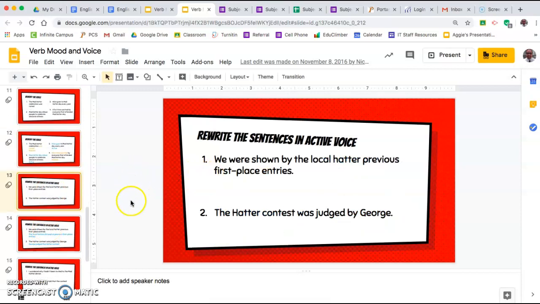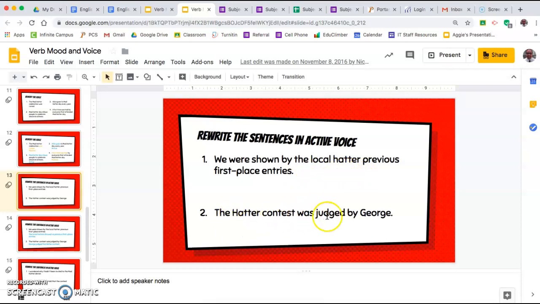So we could also practice rewriting these sentences. We were shown by the local Hatter previous first place entries. So since it says we were shown, that is something that was done again. So we'd need to rewrite it with the subject coming first, or the person doing the action coming first. So we could instead say the local Hatter showed us previous first place entries.